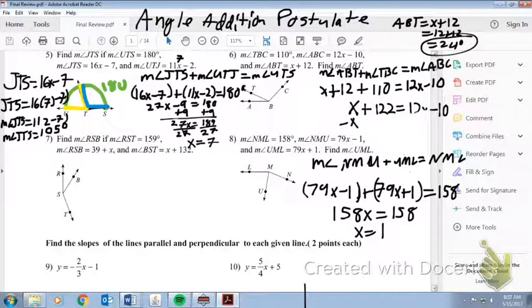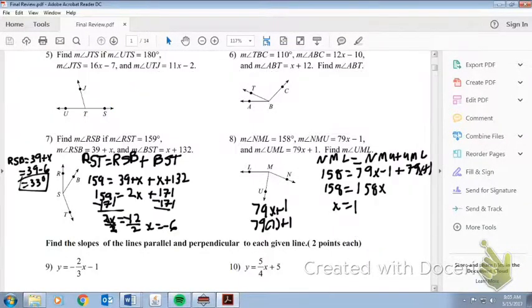So then what we want to do, sorry for the skip, is plug that 1 back in. We're looking at UML. UML is 79x plus 1. So we get 80, because x is 1. So now I'm going to rewind really quick and talk you guys through number 7.